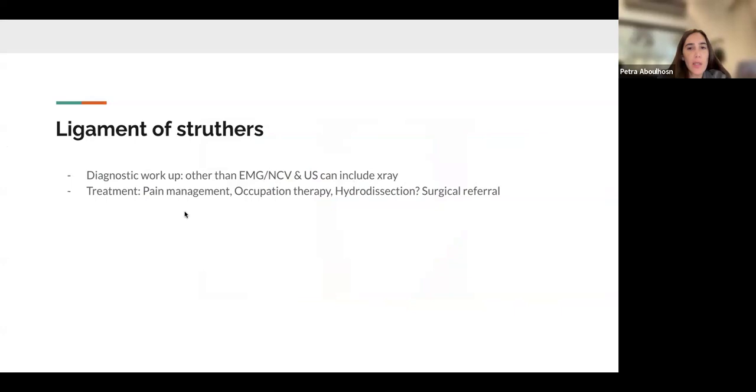Treatment in this case, you can try hydrodissection to decrease compression of the nerve and decrease inflammation, pain management, occupational therapy. But if it doesn't work, this is most probably going to be a surgical referral to shave down that bone area and remove that compression.